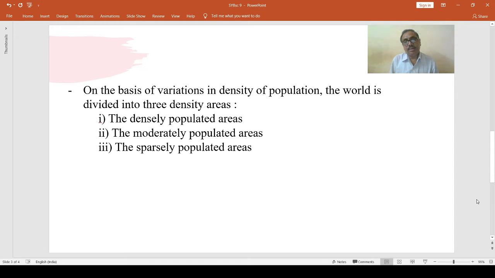These areas are East Asia, South Asia, Northwest Europe, and Eastern North America. Asia, with a density of 129.3 persons per square kilometer, is the most densely populated continent in the world. Europe is second, with about 33.9 persons per square kilometer. Africa is third, with about 32 persons per square kilometer.